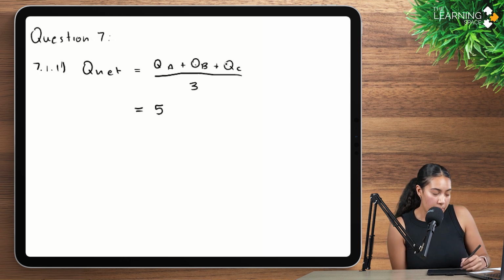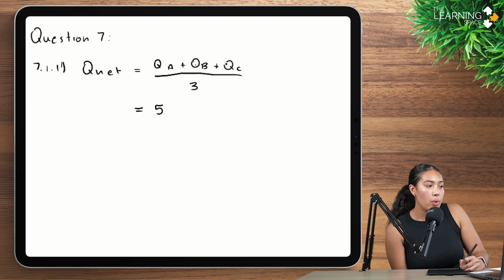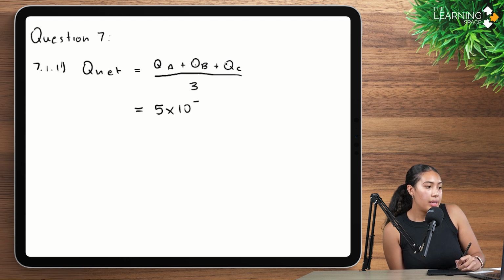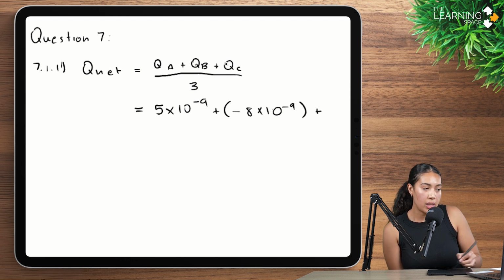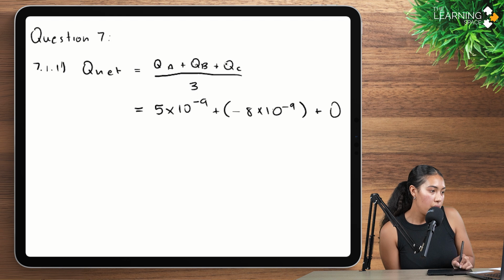So going back to the question, we have 5 nanocoulombs. To convert that to coulombs, we're going to say 5 times 10 to the negative 9. We're going to add negative 8 times 10 to the negative 9, because that is the charge of B. And then the charge of C, like I said earlier, would just be 0 because it is neutral. So it doesn't have a charge, right? And we're going to divide that all by 3.